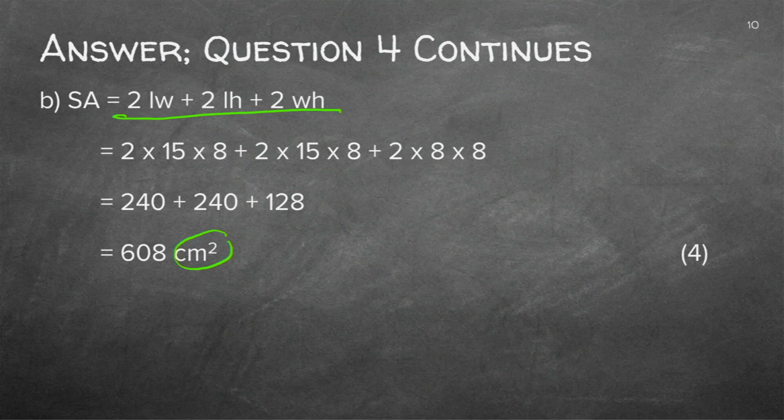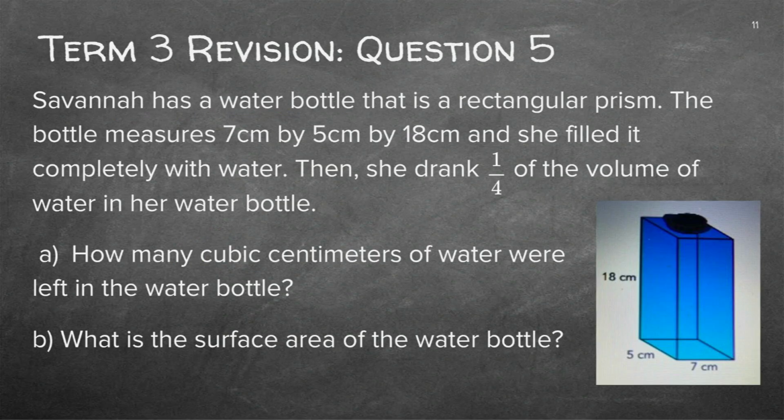Okay, right, so the next one, Savannah has a water bottle that is a rectangular prism. The bottle measures 7 by 5 by 18, okay, and she filled it completely with water. Then she drank a quarter of the volume of the water in her water bottle. Now they want to know how many cubic centimeters of water were left in the water bottle.